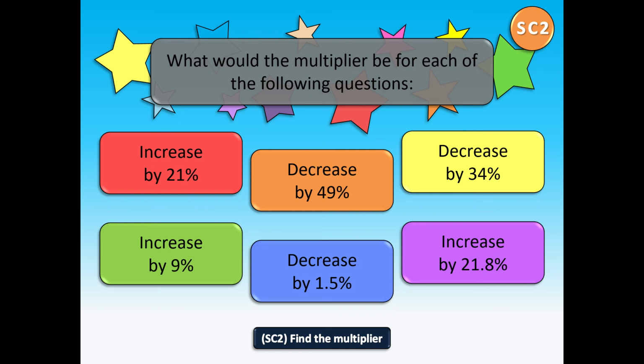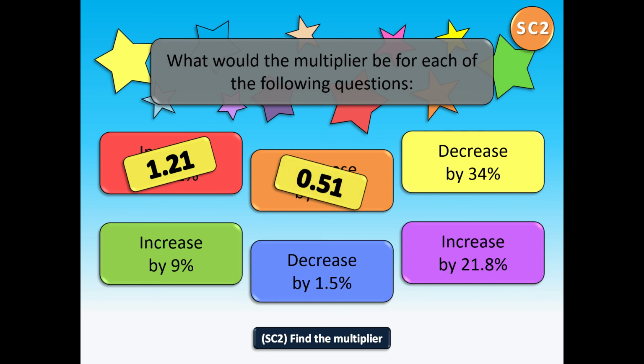So let's go through the answers. So if you want to increase by 21%, the multiplier is 1.21. To decrease by 49%, the multiplier would be 0.51. To decrease by 34%, the multiplier would be 0.66.